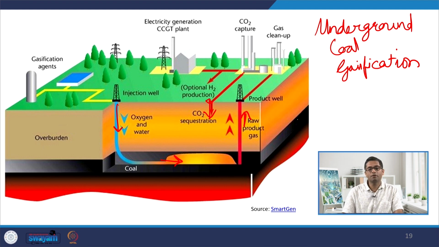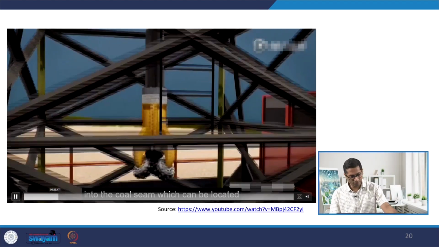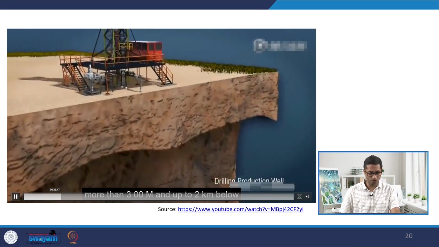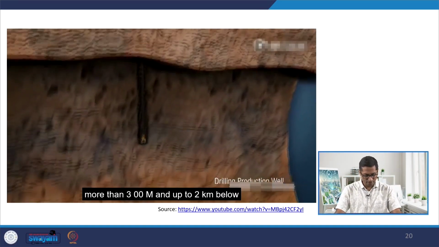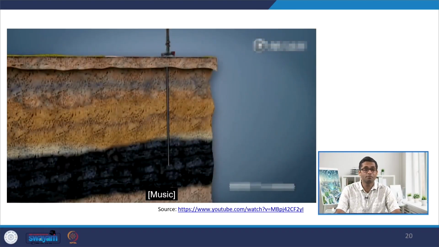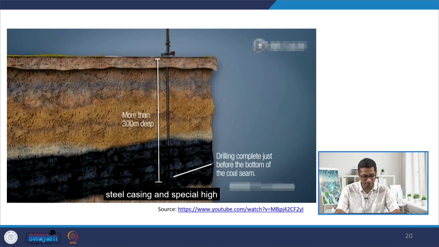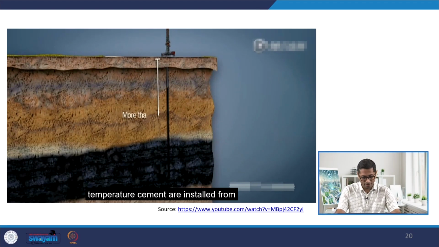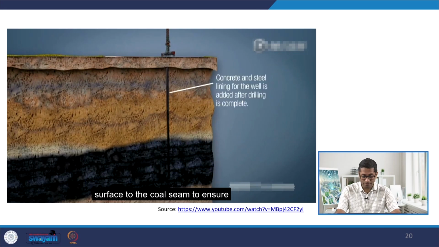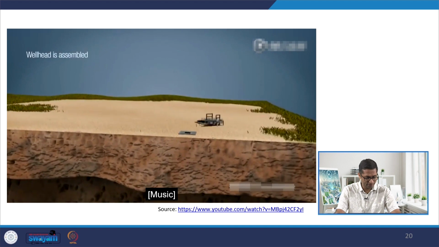So just to give you a visualization of how this kind of process would work. First we would have to go to a coal seam. Normally you would drill in a pipe to a depth of more than 300 meters, going up to a couple of kilometers. So this is a drill that has to be more than 300 meters or so. And then at the other end of the coal seam you are going to make another drill, which you will see with the help of this video.